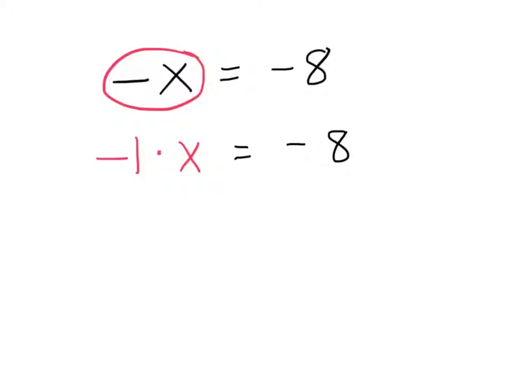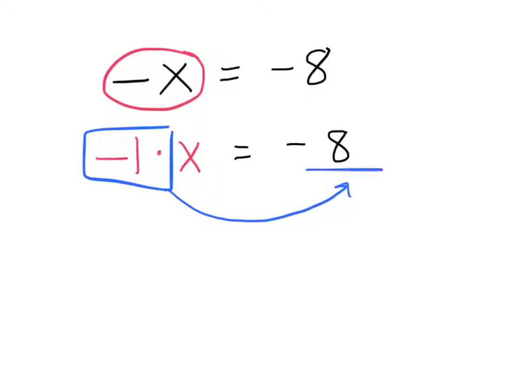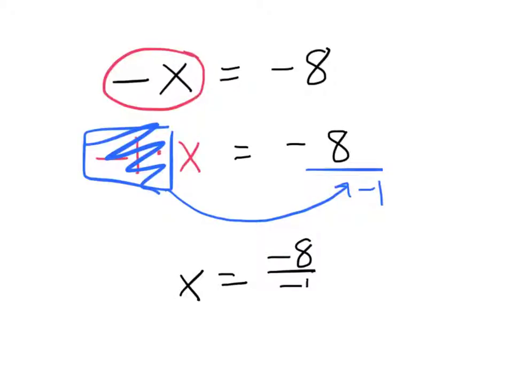Negative 1 times x equals negative 8. I got to get rid of multiply by negative 1. When I move multiply by negative 1 to the other side, it becomes divide by negative 1. And it's gone. That leaves me with x equals on the left side, and I have x equals negative 8 divided by negative 1.